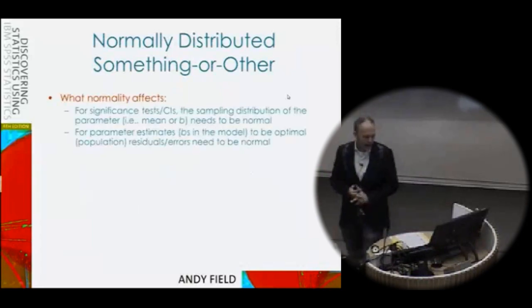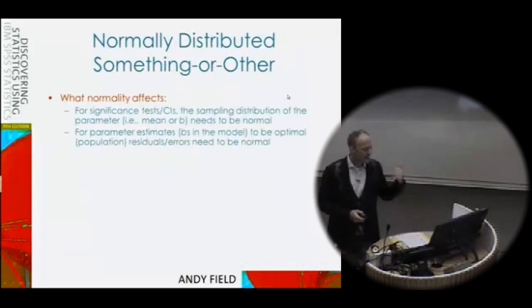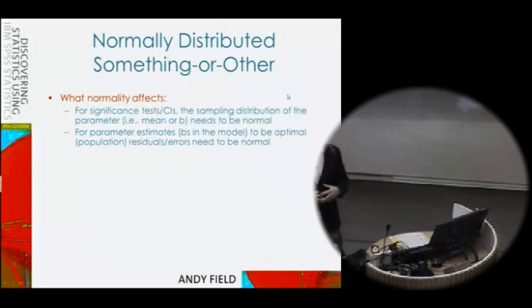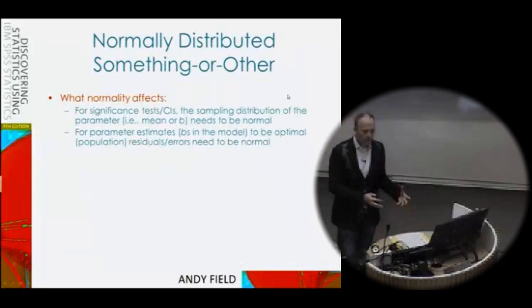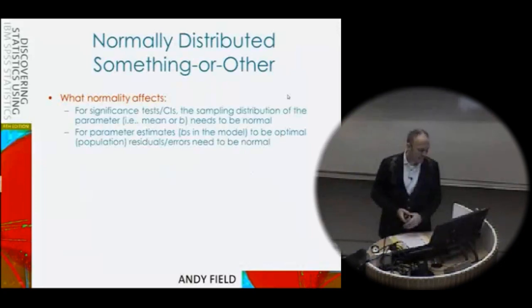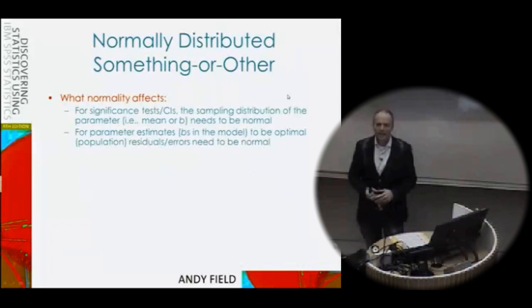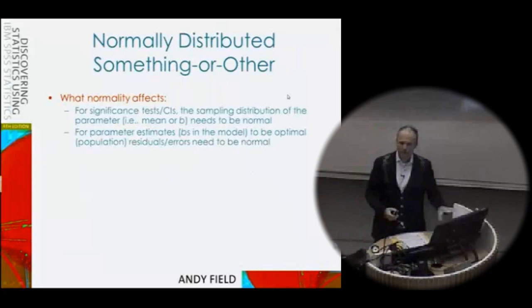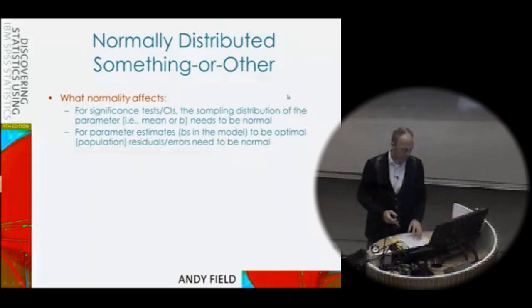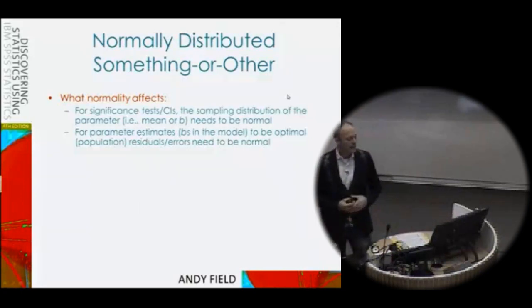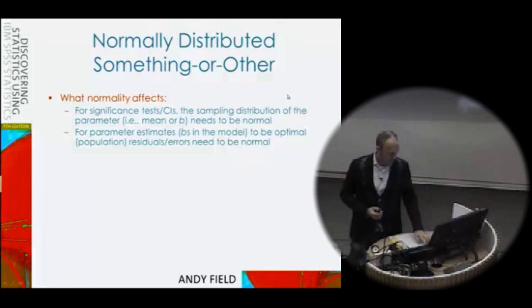Now, just to recap, what normality affects is significance tests and confidence intervals. And what matters there is the sampling distribution. And as we've just seen, that only really matters if you've got fairly small samples. And for the parameter estimates to be accurate, it's not the data that matters at all, it's actually the errors in the model. We're going to cover that in a bit more detail in a couple of lectures, so I don't want to dwell on it here. But that's what it affects.